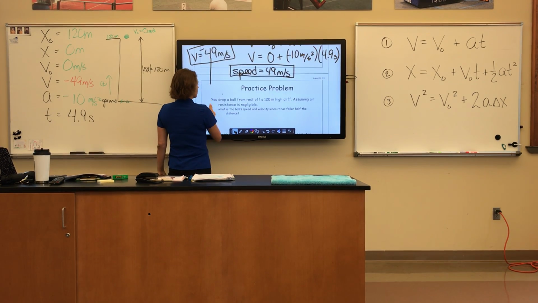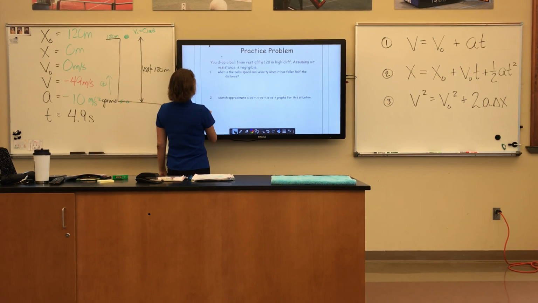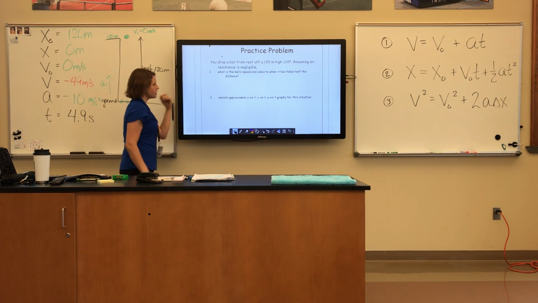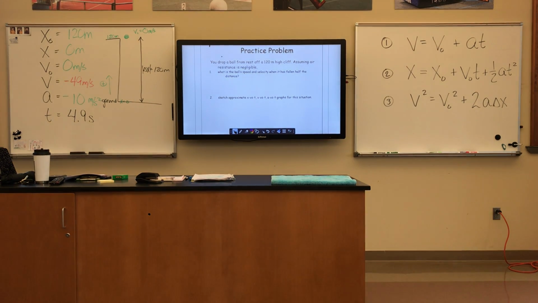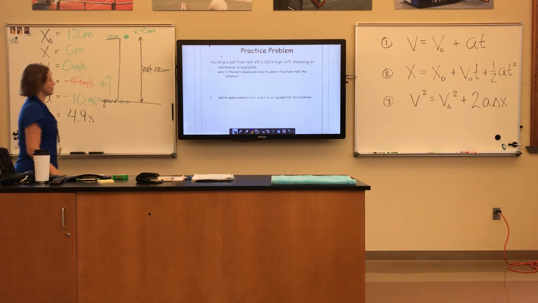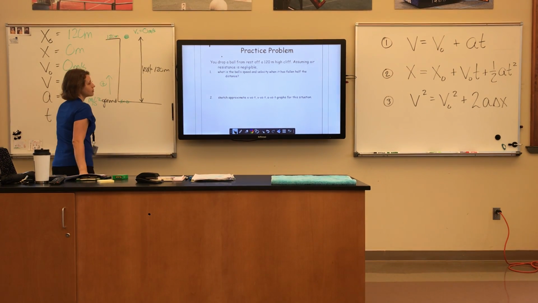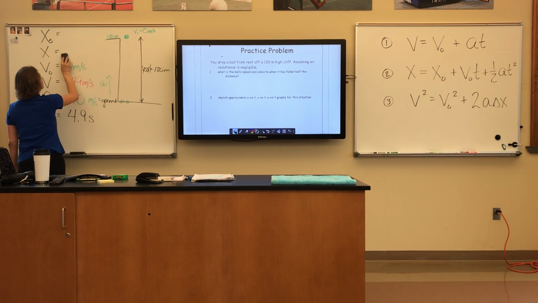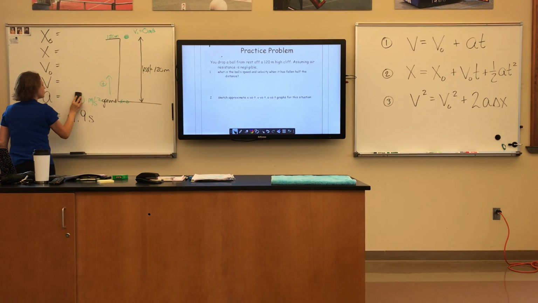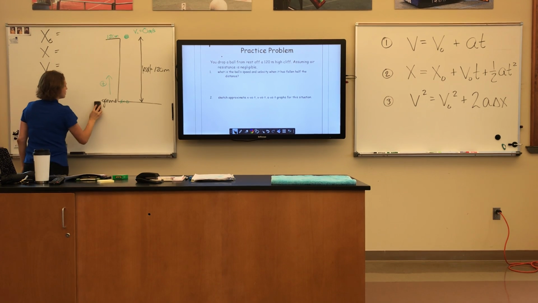Let's try another one. So, same scenario. Drop a ball from rest off a 120 meter high cliff, assuming air resistance is negligible. What is the ball's speed and velocity when it's fallen half the distance? I'm going to erase all of this. Some of this may still be useful.